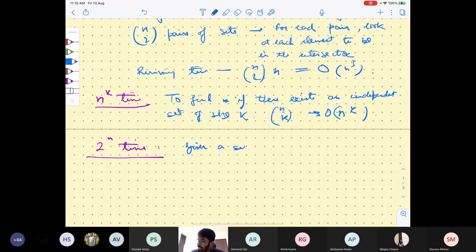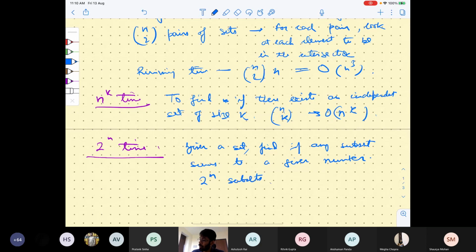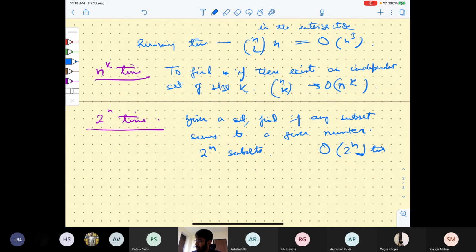But this one is given a set. Find if any subset sums to a given number. Okay, so this will take 2 to the n subsets. For each of them, you will take polynomial time or some time, and that is fine. So again, there might be something else here, but 2 to the n time is going to be.